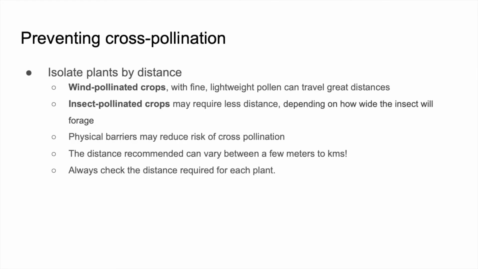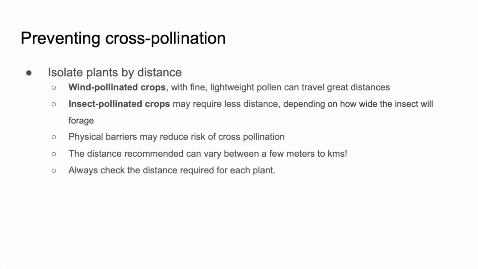Isolating by distance is the most fail-proof way to prevent cross-pollination. Wind-pollinated crops such as beets and spinach have very fine, lightweight pollen that can travel great distances, making the isolation distance required quite long. Insect-pollinated crops may require less distance, but it can vary depending on how wide the insect will forage, with bees foraging over a large area compared to other insect pollinators.